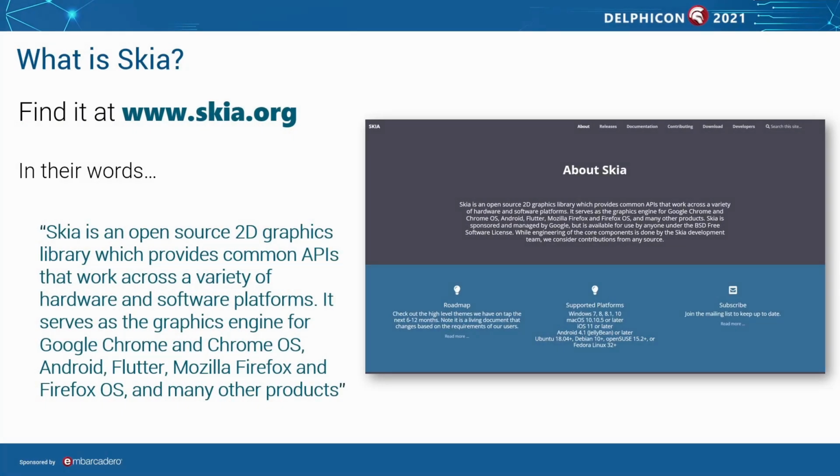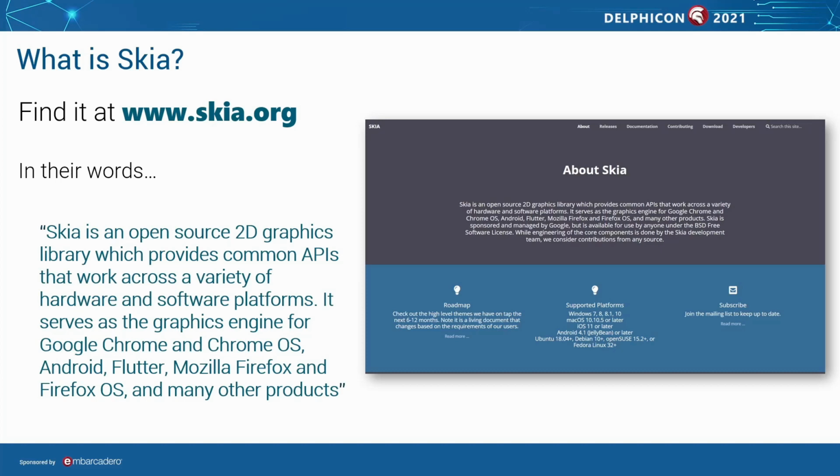What is Skia? Well, Skia is one of those things that when you first look at it, it doesn't seem that exciting. It's like, whoa, it's just a graphics library. And it's 2D graphics at that. It's not even three-dimensional, zoomy out game type stuff. They're designed for a very specific purpose. You can find it at skia.org. And as it says here, it's an open source 2D graphics library which provides common APIs that work across a variety of hardware and software platforms.